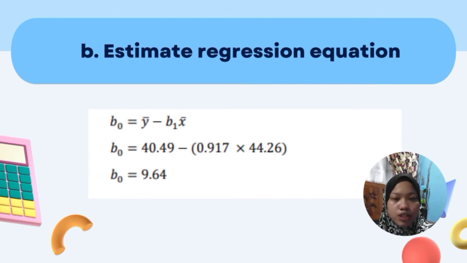Okay, so I continue to the estimated regression, and I use y hat. So 40.49 minus 0.917 multiplied by 44.26, and that equals 9.64.